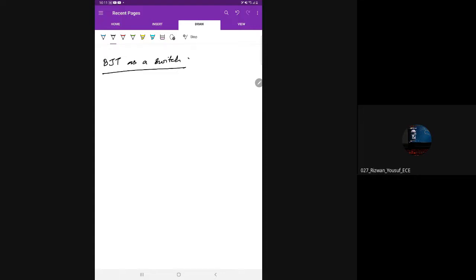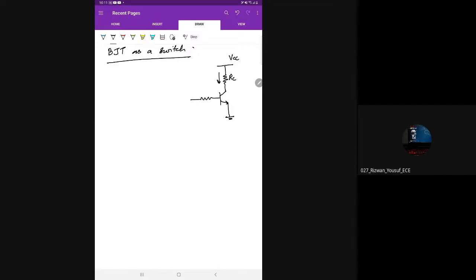BJT as a switch. Now see, we know our BJT: you have some biasing voltage as VCC, then you have a current IC flowing through RC, then you are taking output from the collector only. Please note it down that output in a BJT is generally taken from the collector when it is common emitter configuration, and it is taken from the emitter when it is a common collector or emitter follower configuration.